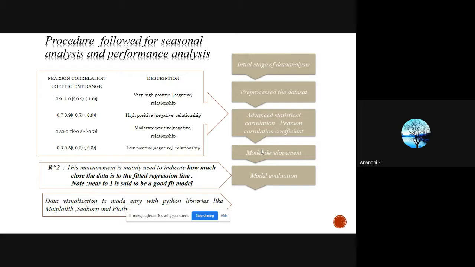I have used the R square value. It's nothing but, when there is an enormous amount of data available and we fit a linear regression, how close the data are fitted to the line. This R square is a statistical measure, so we can calculate it in Python. If the R square value is near to 1, then the model is said to be a good fit.